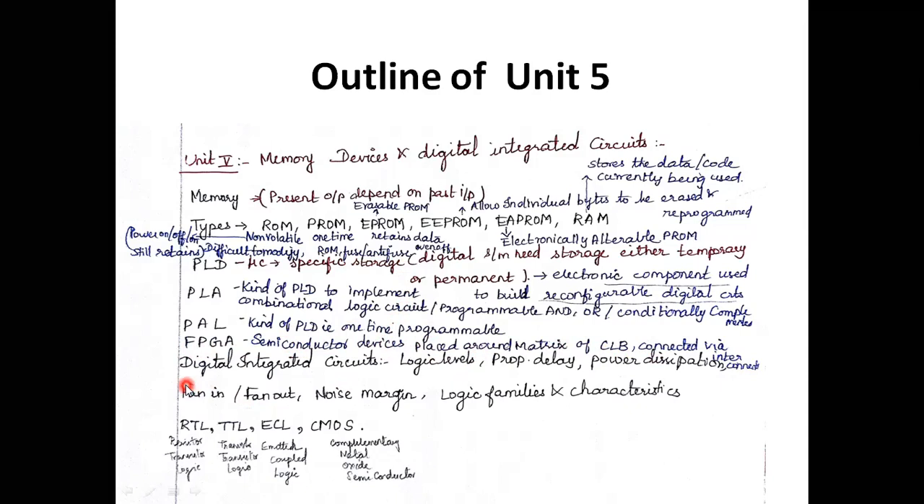The second part will include digital integrated circuits, and you will see the logic families like resistor transistor logic, emitter coupled logic, and complementary metal oxide semiconductor logic. For all these logic families, we will define the various characteristics like logic levels, propagation delay, power dissipation, fan in, fan out, noise margin, etc. So this is what we are going to discuss in Unit 5.